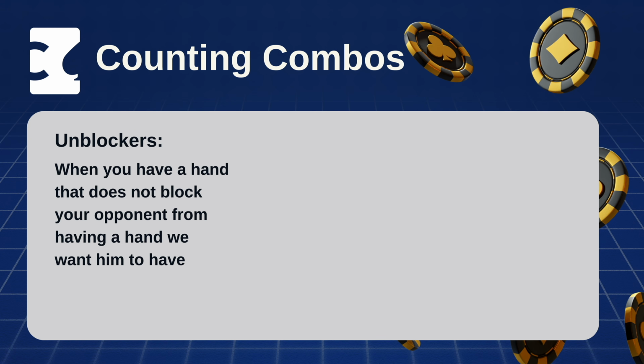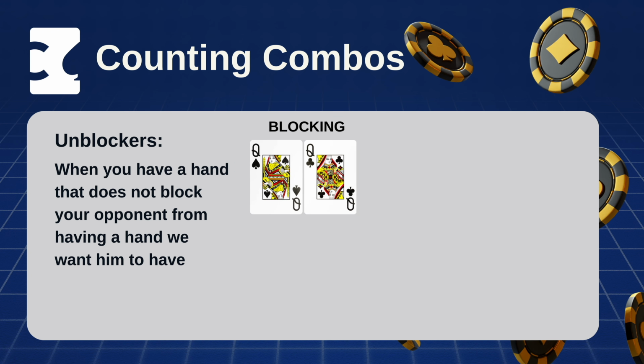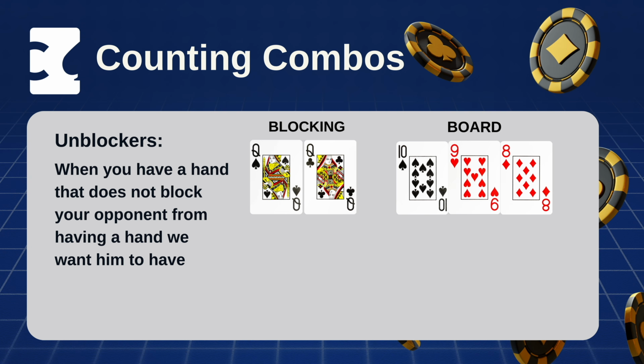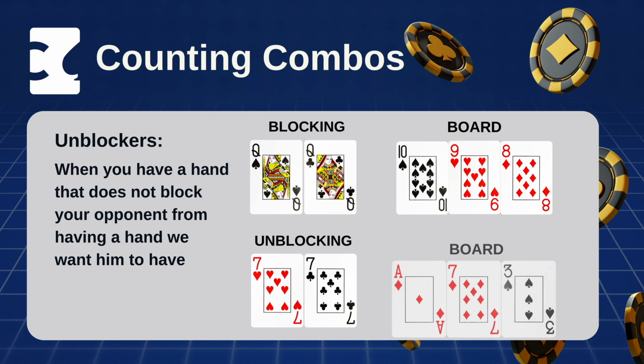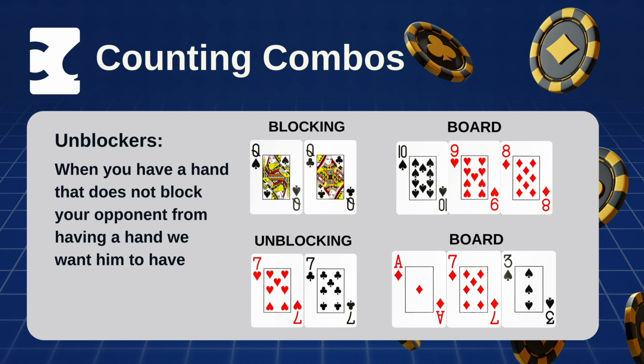Unblockers are when you have a hand that does not block your opponent from having a hand we want him to have. Example, if we have Queen-Queen on 10-9-8 rainbow, we double block the villain from Queen-Jack. If we have 7-7 on Ace-7-3, we unblock the villain from having Ace-X top pair.